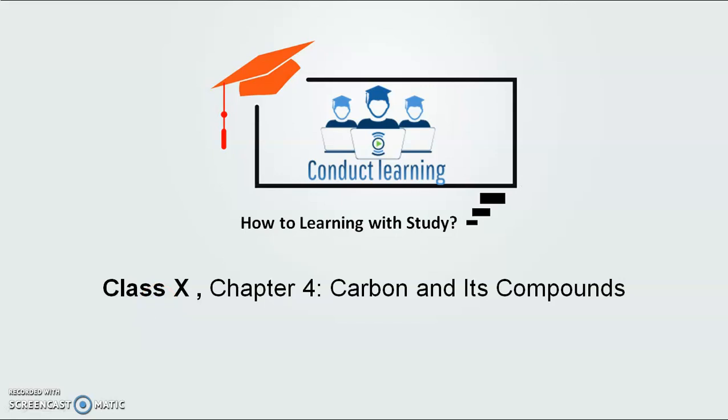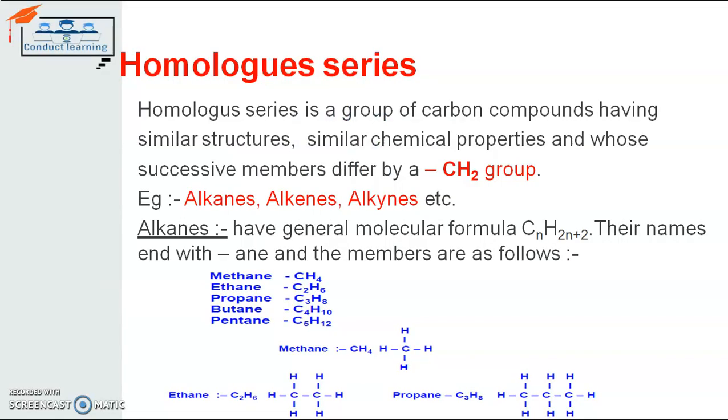So we are at the chapter Carbon and its Compounds, and this is the fourth chapter for class 10 science. Now we switch toward the next topic, which is homologous series. Homologous series belongs to carbon compounds that have similar structure and chemical properties, but they are different by their CH2 groups basically.